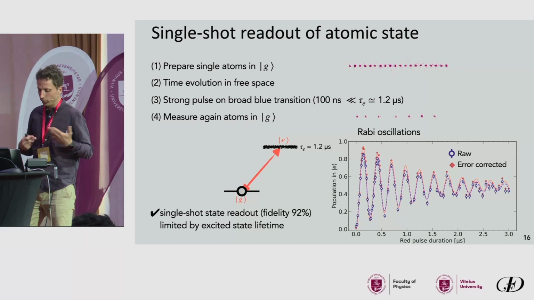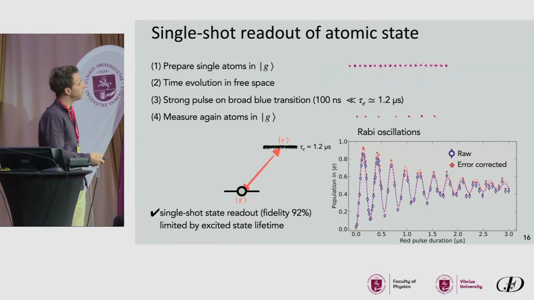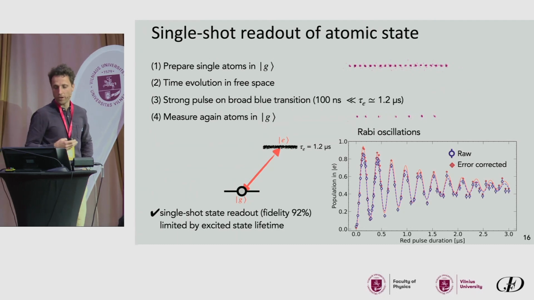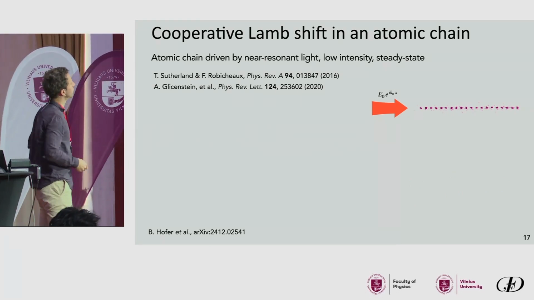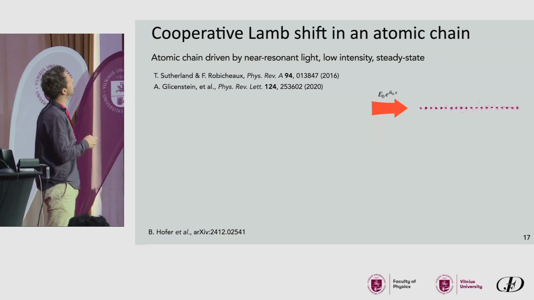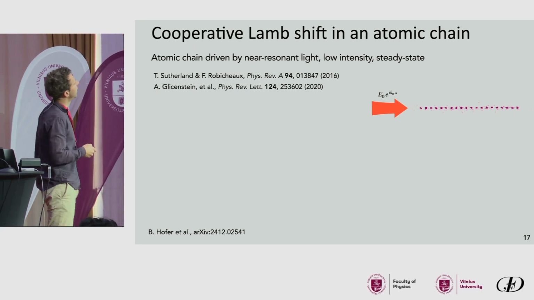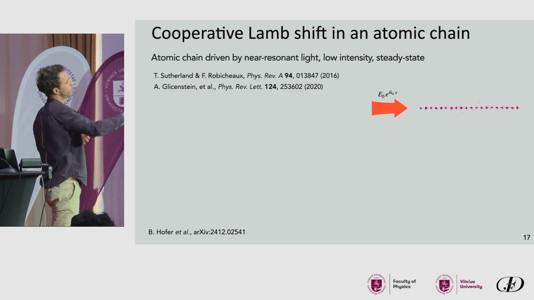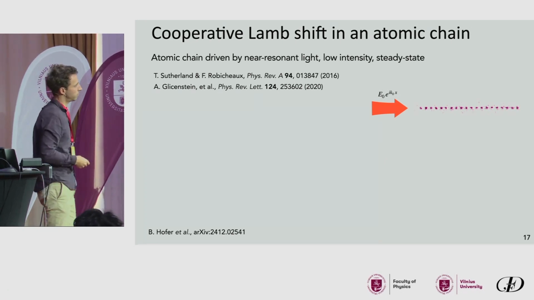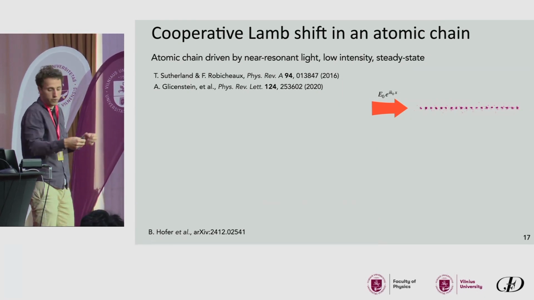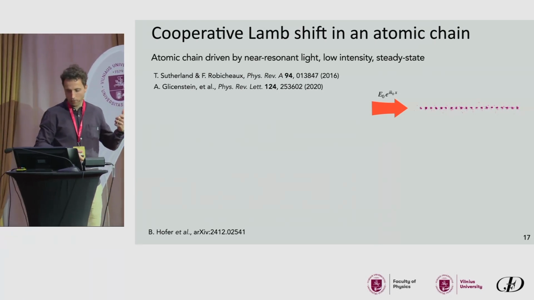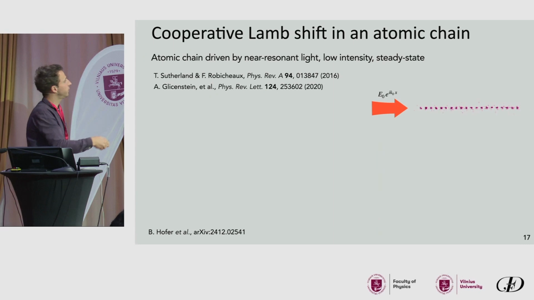So now, once we have this tool at hand, what happens if you measure the population when you scatter light, when you shine light on a chain of atoms? Actually, this problem was looked at by Francis Robichaud, the same guy with whom we collaborated, and his student. We looked at this problem in a 1D geometry, but not in an ordered chain, rather a disordered cloud, a very elongated one. Here we are now looking at a chain of single atoms in free space, and we send light. For instance, let's send light along the axis and look at what happens.